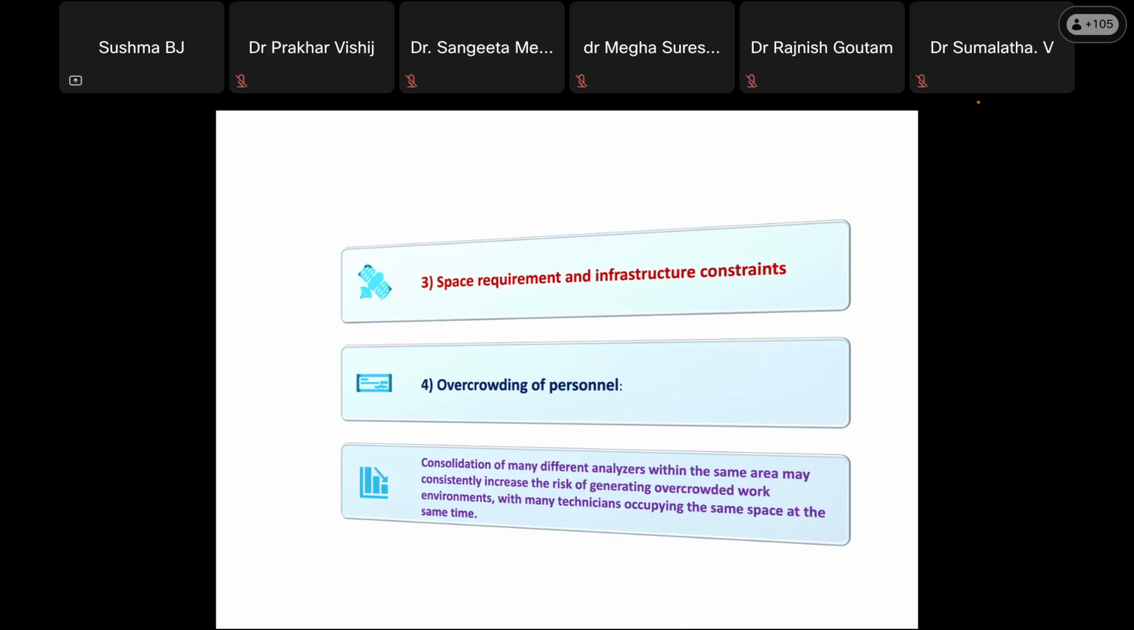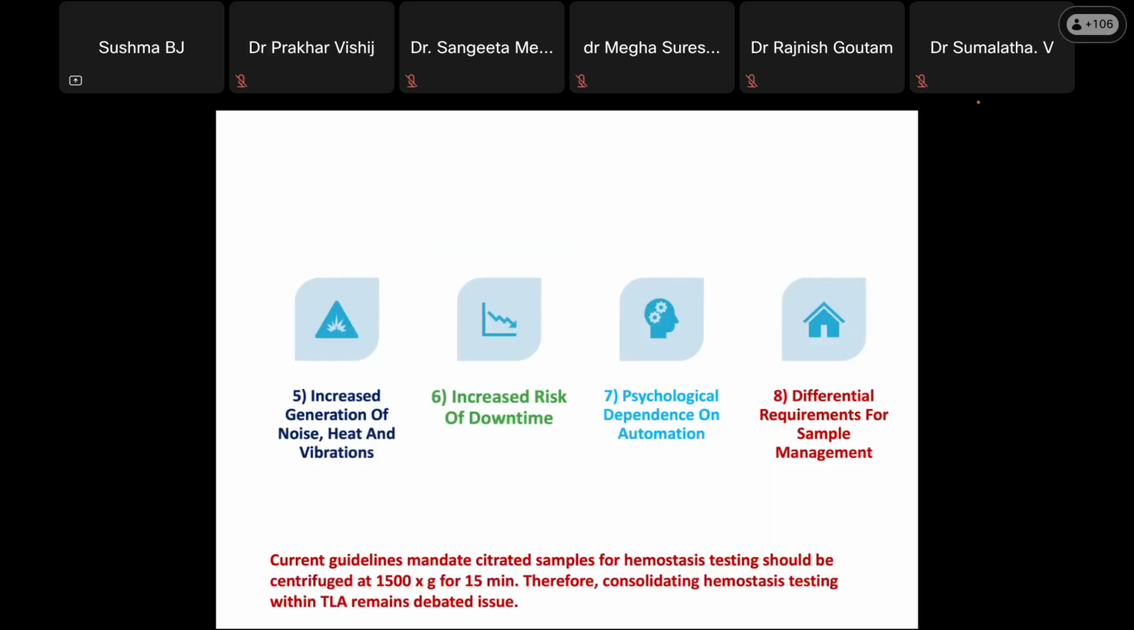Then overcrowding of the personnel. If the technical staff are not well skilled to handle each integrated analyzer, maybe 3-4 technicians will be posted. Suppose a clinical biochemistry technician is forced to work on the hematology analyzer, it is a little difficult because there needs to be an upgradation of knowledge in hematology, because he is well versed in clinical chemistry, right? So in this case we require adequate staff, unless they get trained in both areas. Then coming to the fifth limitation, increased generation of noise, heat, and vibration.